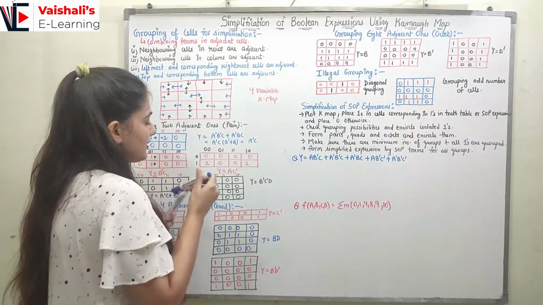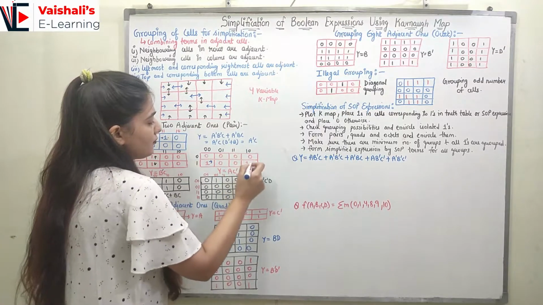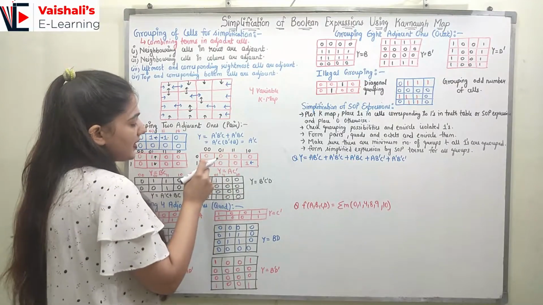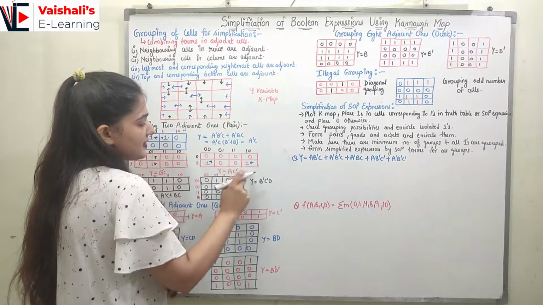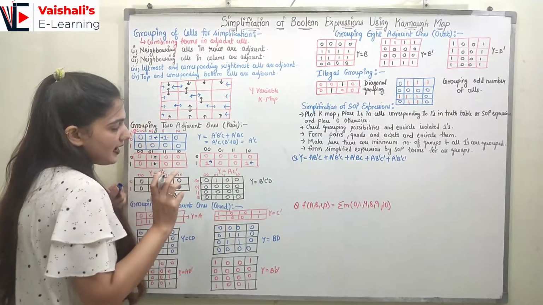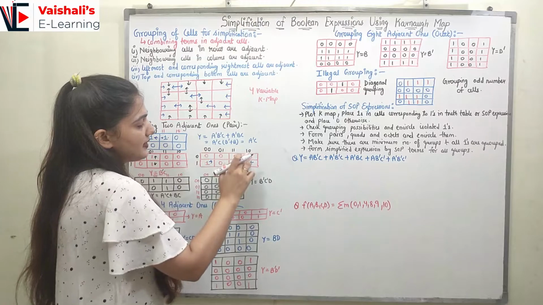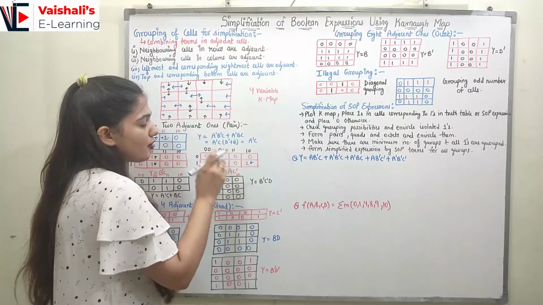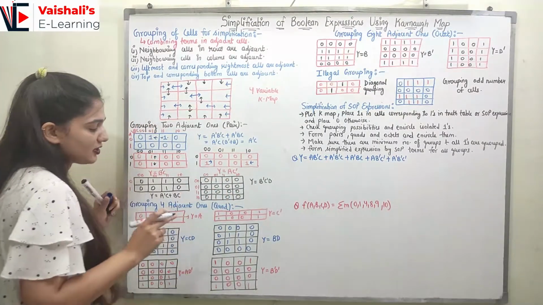Now coming to this case. In this case you can see we are making a group where the leftmost and rightmost cells are making a pair. So here you can see A is common. A is 1 for this as well as this, so I will be taking A as it is. Now if I see B and C, B is here 0, B is here 1, C is here 0, C is here 0. So C dash is common, B is changing, so I will eliminate B. So Y is equal to AC dash.